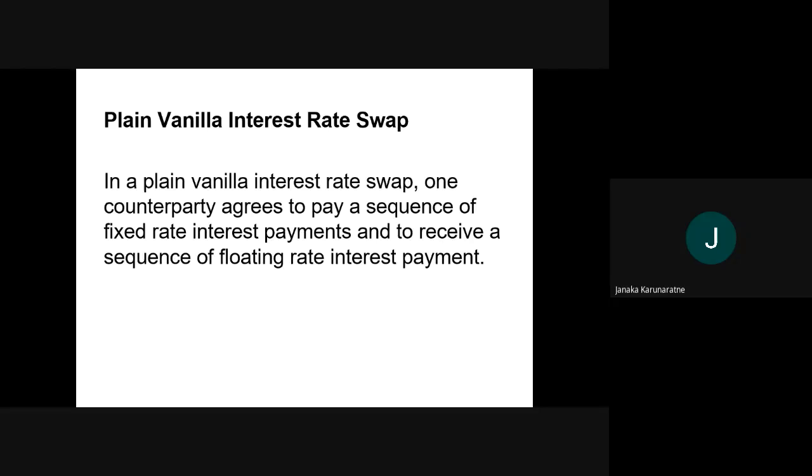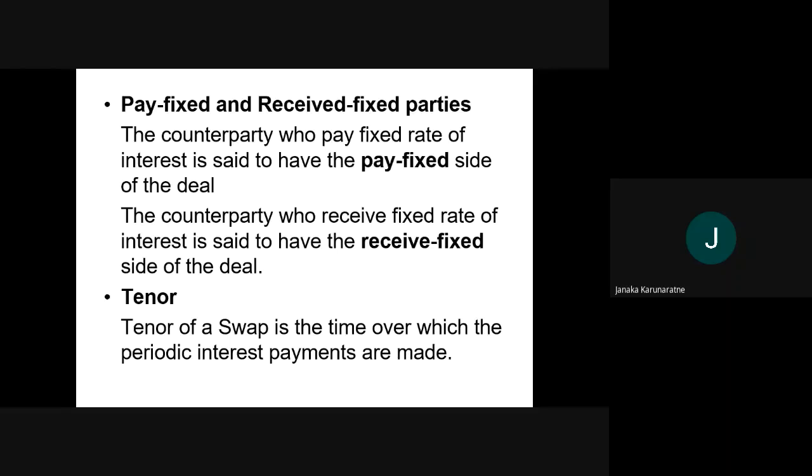So one party pays fixed rate, the other party pays floating rate. Okay, so the party who wants to receive fixed rate will give a floating rate to the other party, and the other party who wants to receive floating rate will receive floating rate from the other party. So they basically exchange depending on the scenario. So pay fixed and receive fixed parties. Now there are different categories of swaps. The counterparty who pays fixed rate of interest is said to have the pay fixed side of the deal. The counterparty who receives fixed rate of the interest is said to have the receive fixed side of the deal.